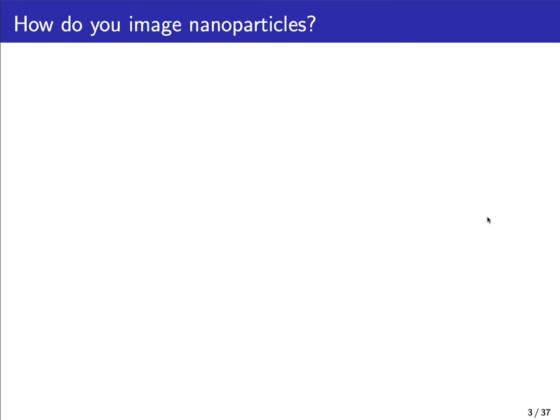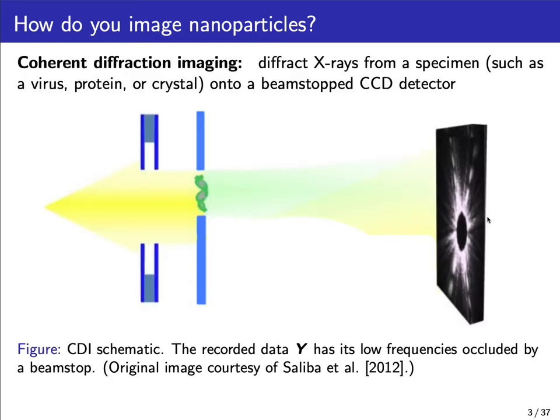So how do you image nanoparticles in practice? Well, via coherent diffraction imaging, you can diffract X-ray beams, here shown in yellow, from a specimen, this little green guy, such as a virus, protein, or crystal, onto a beam-stopped CCD detector. And the beam stop here, shown as this black circle, is going to protect the detector, and that's actually going to prevent us from measuring any low frequencies.